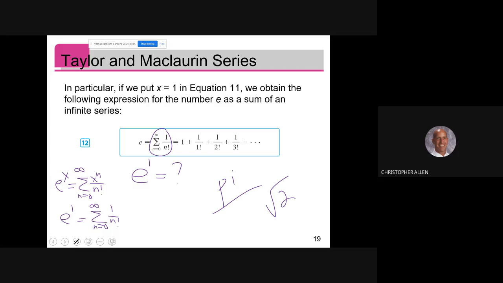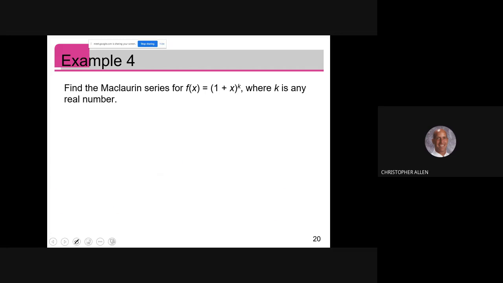Do you want to think of any other numbers? You guys ever heard of phi? Constant phi has to do with the Fibonacci sequence. That's another big one that comes up a lot. Anyways, I'll save that for another day.